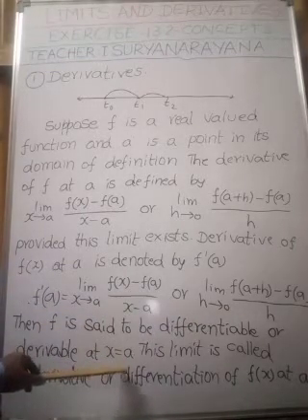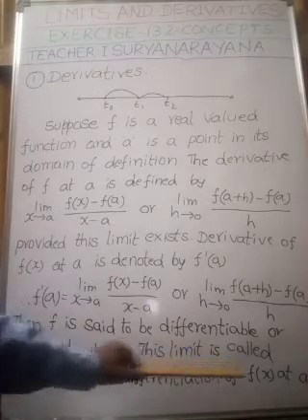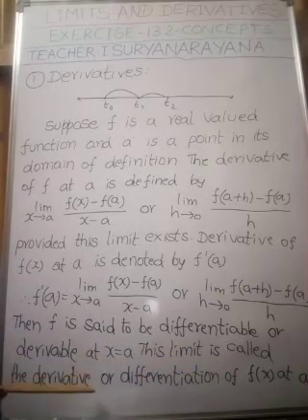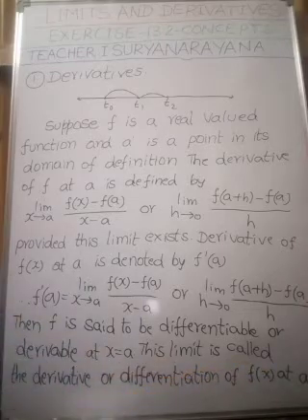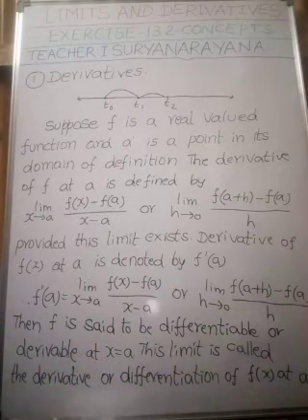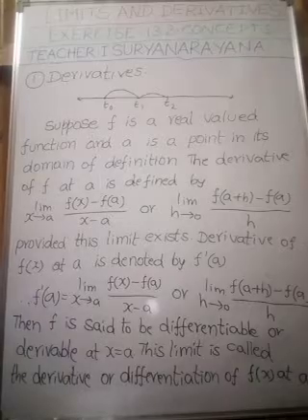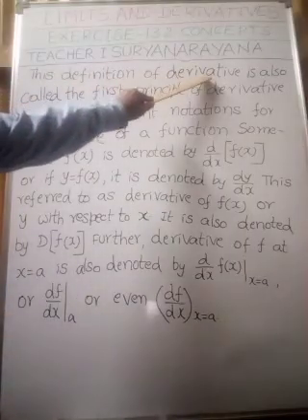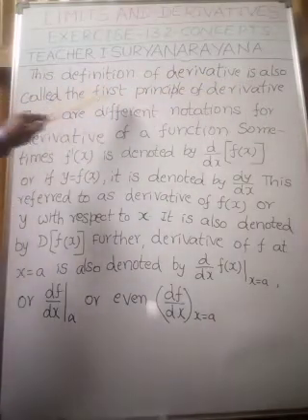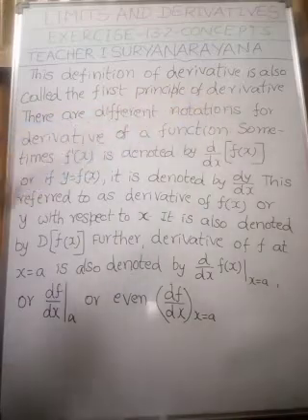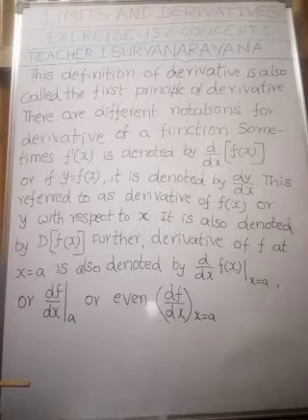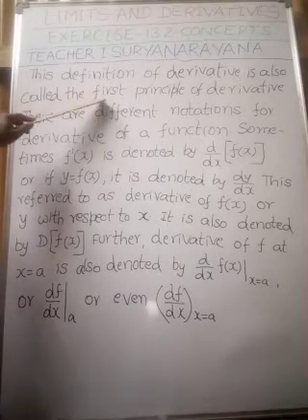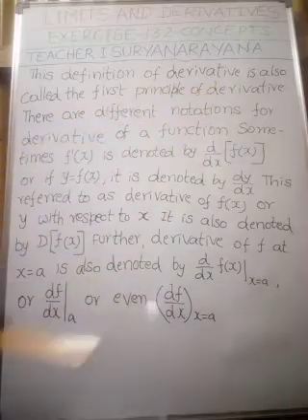Understood this point? This limit is called the derivative or differentiation of f of x at a. This definition of derivative is also called the first principle of derivative. The derivative definition we have discussed is also called the first principle of derivative.